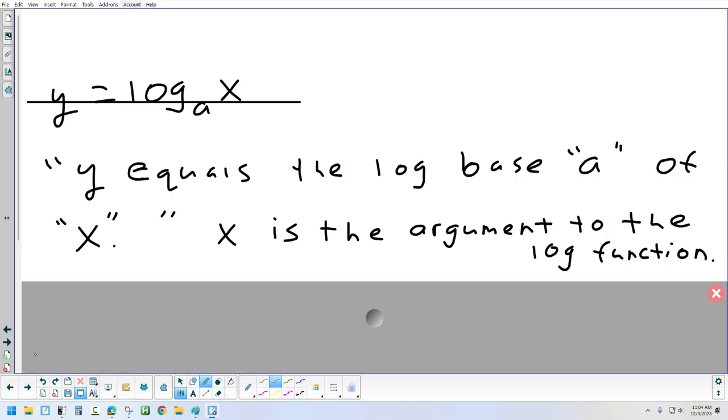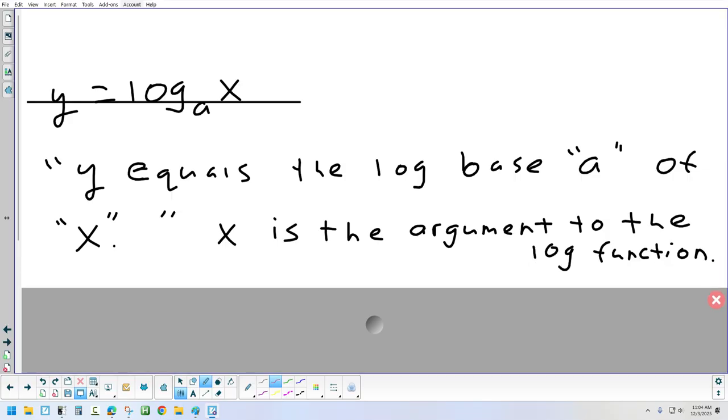And the way that you read that, you read it left to right, just like how we read. It's y equals log. Then you read the base number. Then you read what's called the argument. So it's y equals log base a of x.